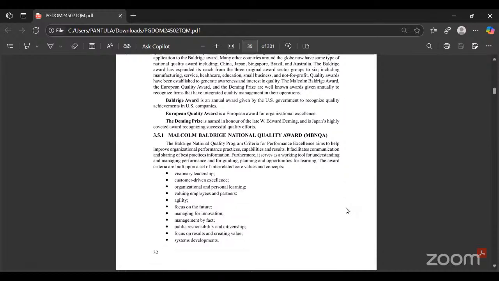Next one, we'll quickly move on to the Malcolm Baldrige National Quality Award, which we call MBNQA. In this award, the Baldrige National Quality Program Criteria for Performance Excellence aims to help improve organizational performance practices, capabilities, and results.